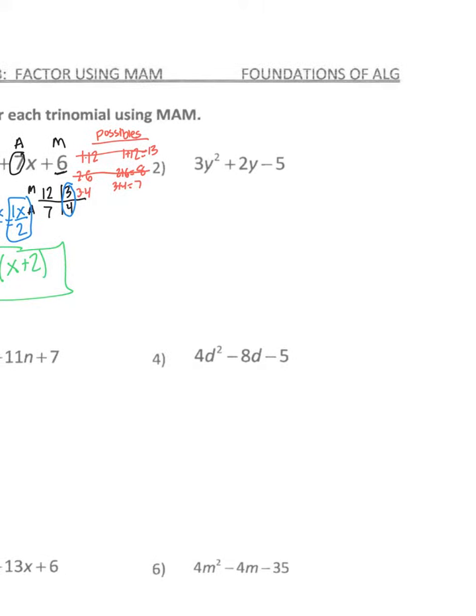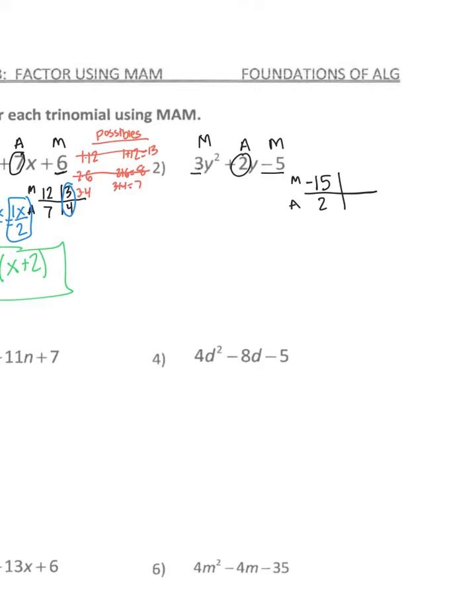Okay, let's look at number 2. I've got MAM. I'm going to create my box off to the side. My numbers that I'm going to multiply together are 3 and negative 5. 3 times negative 5 gives me negative 15. And my add box is going to be positive 2.